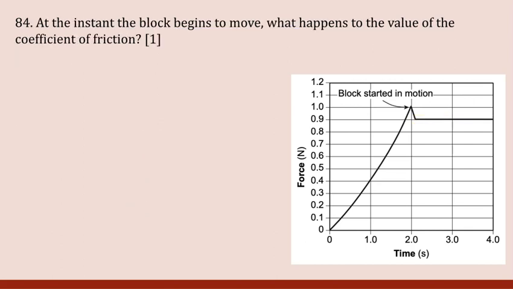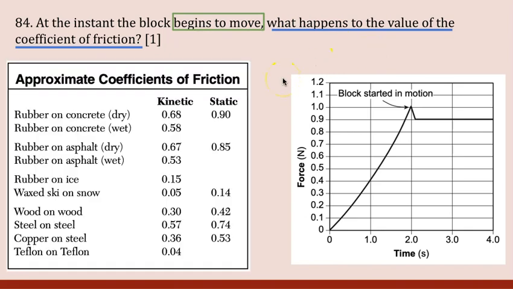Question 84 says, at the instant the block begins to move, what happens to the value of the coefficient of friction? Let me annotate. Begins to move is kind of the key word here. When they say what happens to the value of the coefficient of friction, that just means they want an answer that is either it gets bigger, it gets smaller, or it stays the same. I don't have to give a number or calculate anything. I just have to explain whether it would increase, decrease, or stay the same.